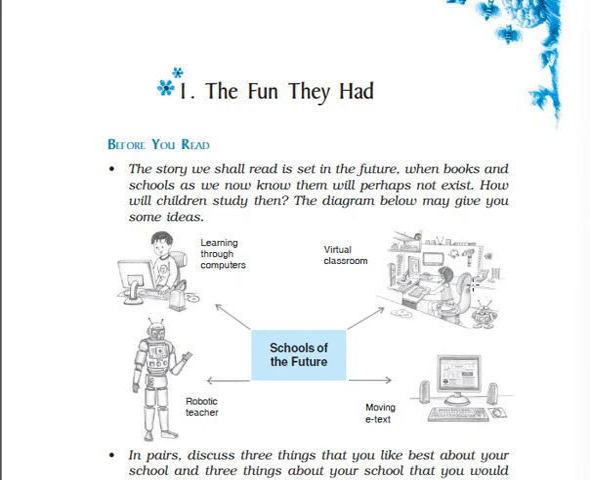Fun they had. Before we read and understand this chapter, let me tell you something about the author Isaac Asimov. He was a prolific American writer and biochemist, known for his works in science fiction and popular science, including the Foundation series and I, Robot. So he was such a person who had future thinking and thoughts about machines.